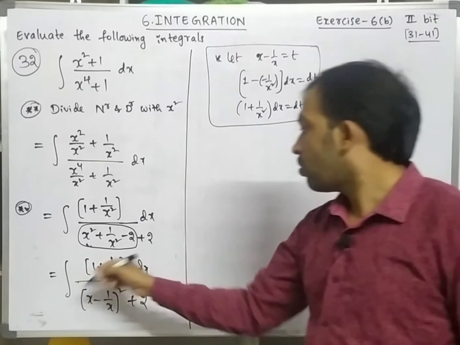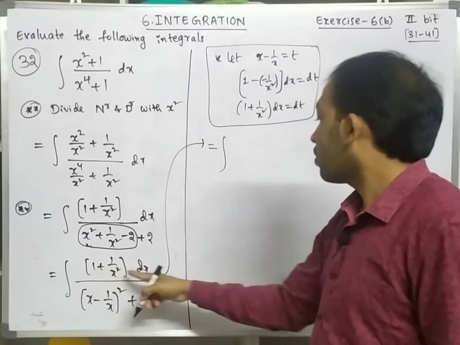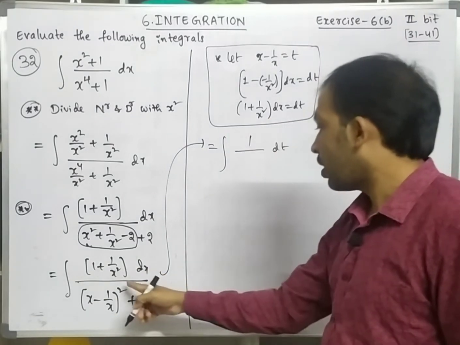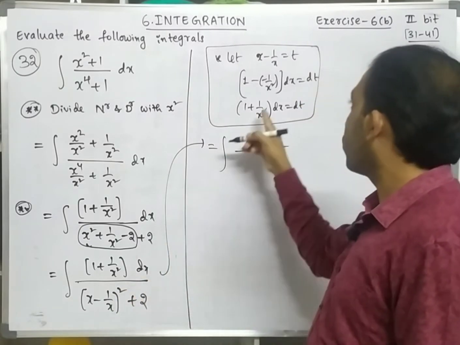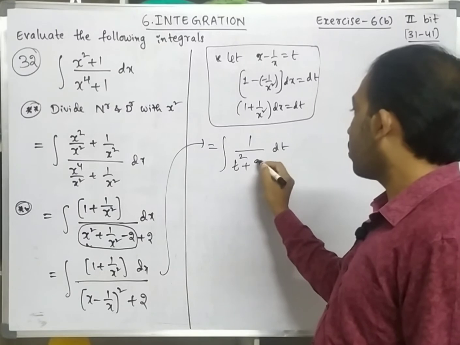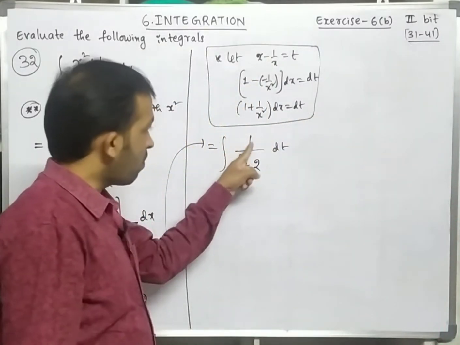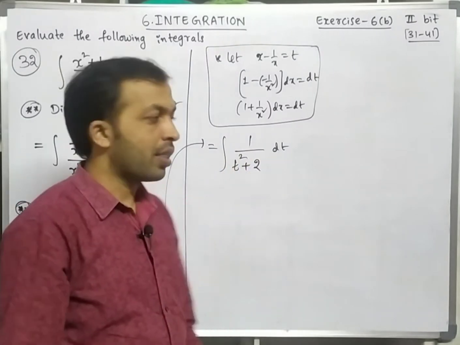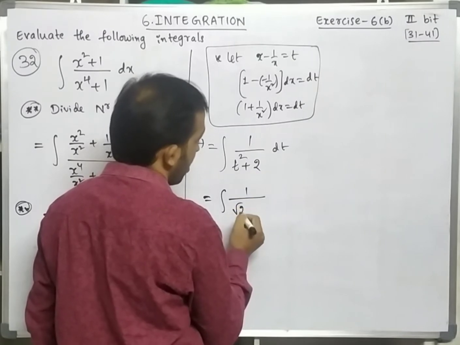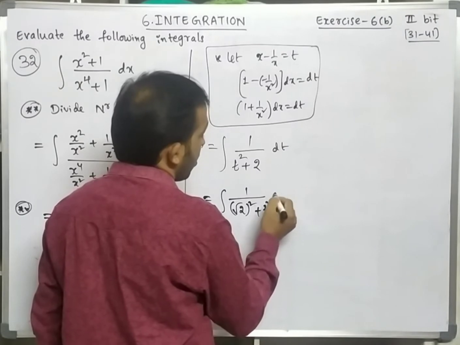Now this equals the integration of dt, since 1 plus 1 by x square dx is dt, by (x minus 1 by x) whole square, that means t square, plus 2. T square plus 2. Now this is of the form 1 by (x square plus a square) dx. So we can write 2 as root 2 square, giving t square plus root 2 square, dt.